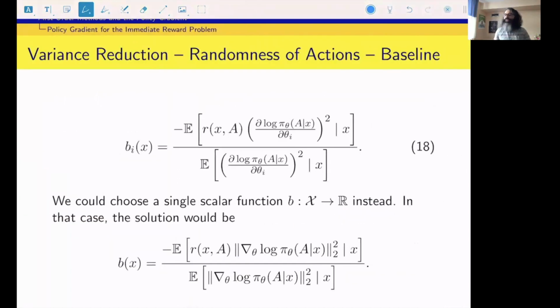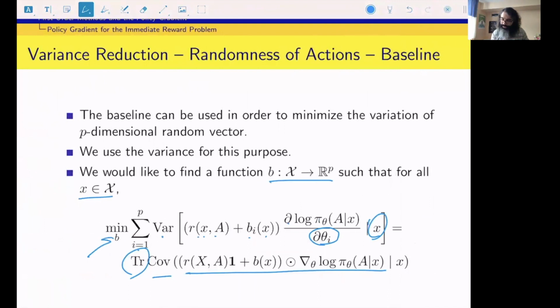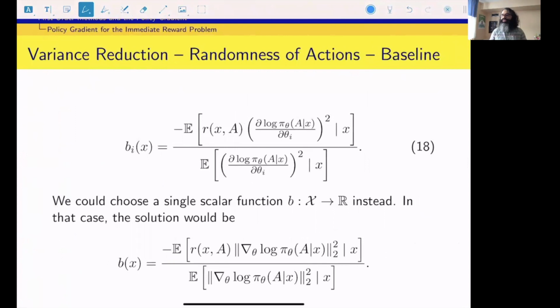And there is some calculation. It's not very difficult, but you can see that if you solve this optimization problem, basically compute this thing, expand it, take the derivative with respect to b_i of x, and make it equal to 0, you get a solution like this: b_i of x would be minus the expectation of r of x and a, which is random, times the partial derivative of log of pi theta a of x with respect to theta_i, the whole thing squared, divided by the expectation of the gradient of log of pi squared.